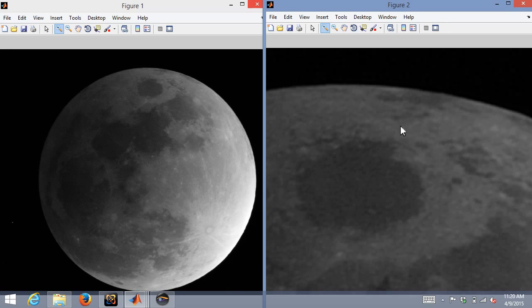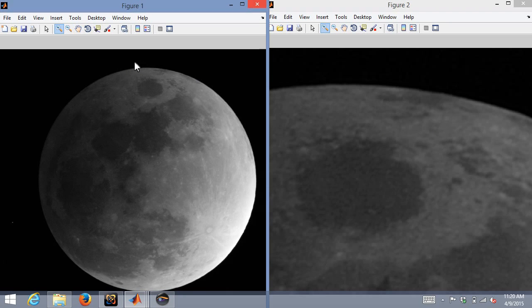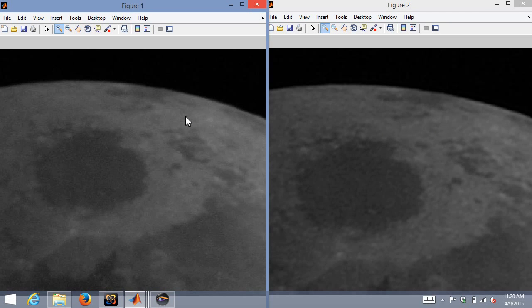If I also zoom in on this region here, for example, I can see that I've definitely made it a little bit less noisy, and I preserved a nice edge. So this is about as good as I can do. I've definitely both denoised and de-blurred the image.